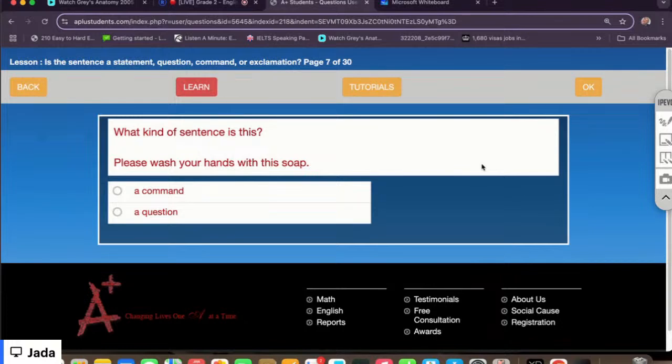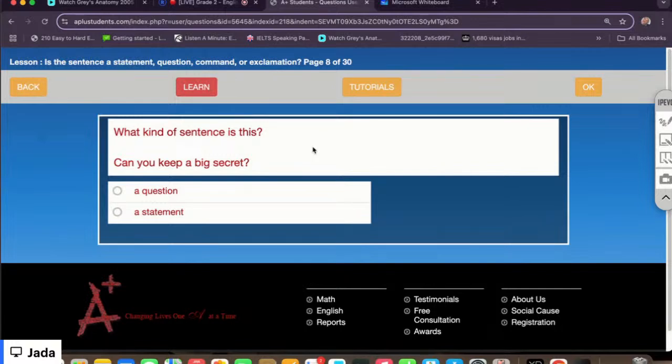So, what is this? This is a command, but this is a command that is not showing a strong feeling because it also said please. So, this is a command that is making a request. It's not showing a strong feeling like when somebody is shouting and saying, "Hey, wash your hands." When the person is showing a strong feeling, it's going to be with an exclamation. But this doesn't show strong feeling, so it ends with a period.